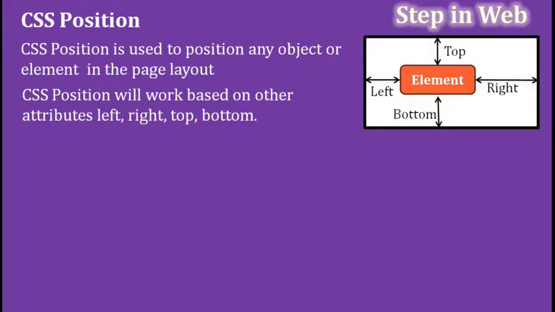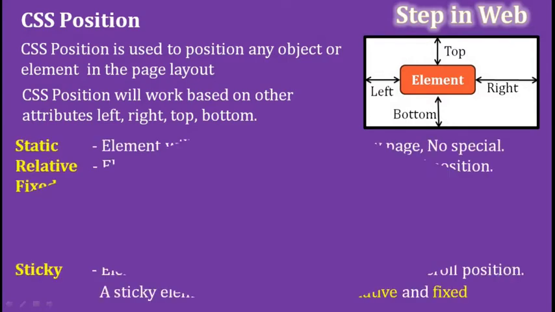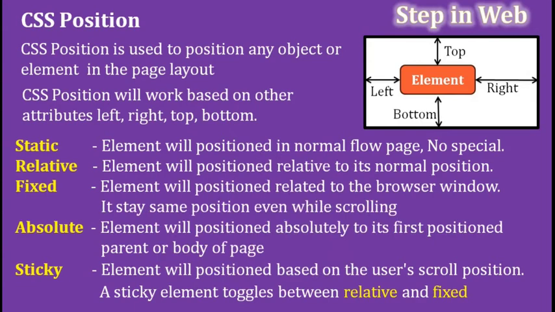Now we will see the next concept, CSS position. CSS position is used to position any object or element in the page layout. So your element will be positioned in the browser window based on your attribute values of left, right, top, bottom. This CSS position we can classify into 5 types. One is static. The element will be positioned in the normal page flow, without any coding, whichever way the element is located, this is static.